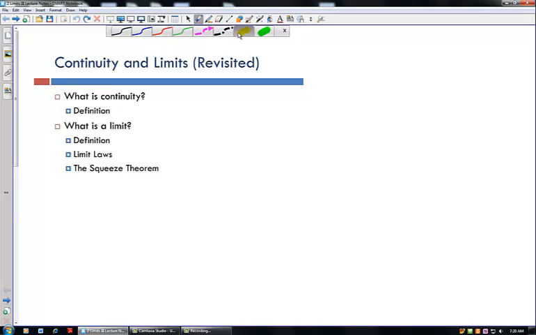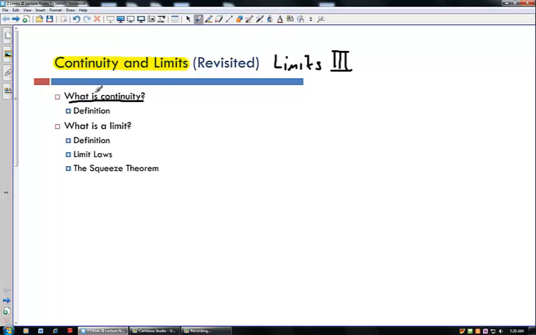So this last lecture on limits, I want to revisit the first lecture, which was on continuity and limits. I've titled this basically Limits 3 on YouTube, but it's really going back and looking a little bit deeper into continuity and limits. So let's talk again about what is continuity.